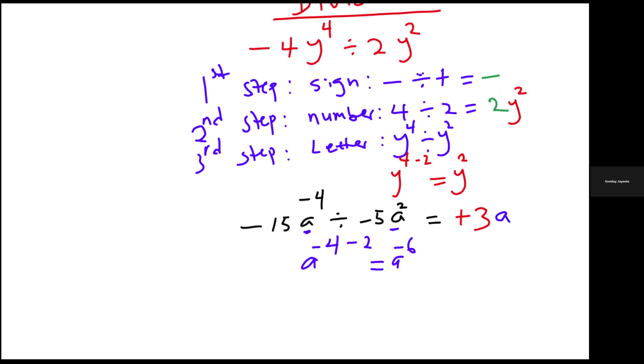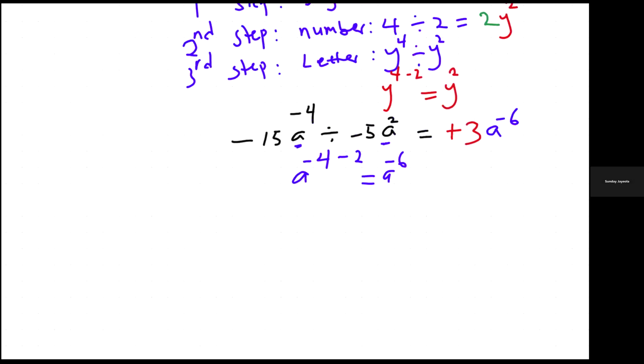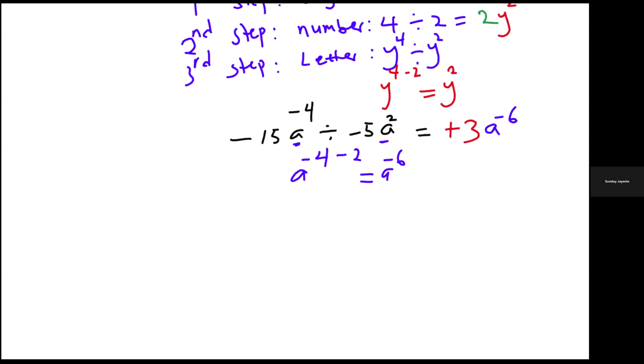So that makes it different. We're going to have another example, where the powers will be negative. For instance, if I have 6y raised to power negative 5 divided by 3y raised to power negative 3.